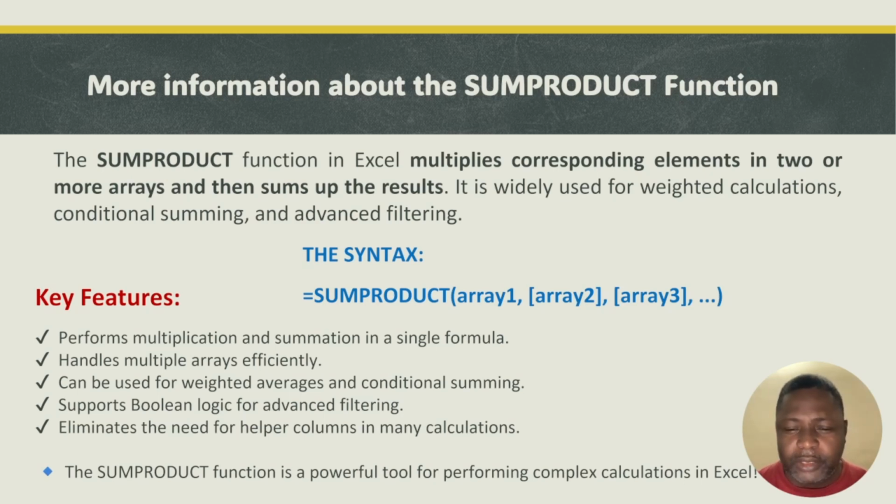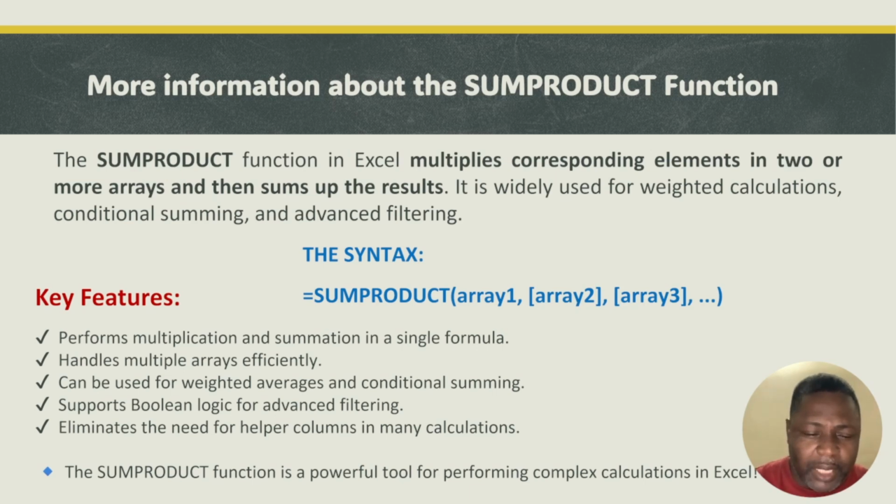The way this function works, the syntax is equal sign, SUMPRODUCT, and then of course you provide the arrays. The key features here: first, it performs multiplication and summation in a single formula. Secondly, it handles multiple arrays efficiently. It can be used for weighted average and conditional summing. It supports Boolean logic for advanced filtering. And it eliminates the need for helper columns in many calculations. The SUMPRODUCT function is powerful in Excel for performing complex calculations.